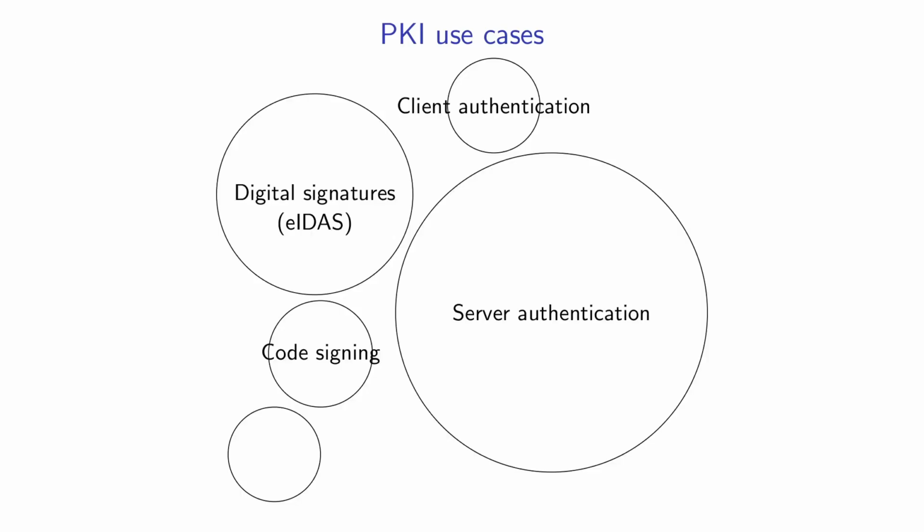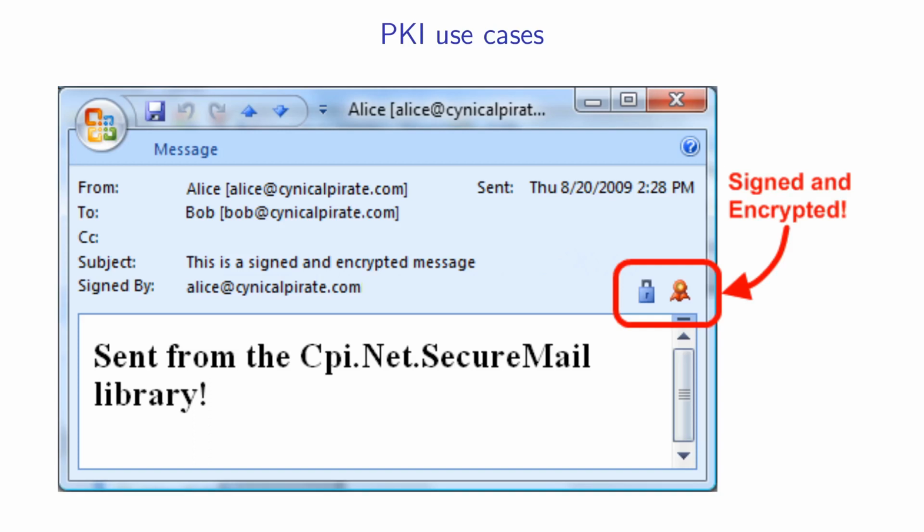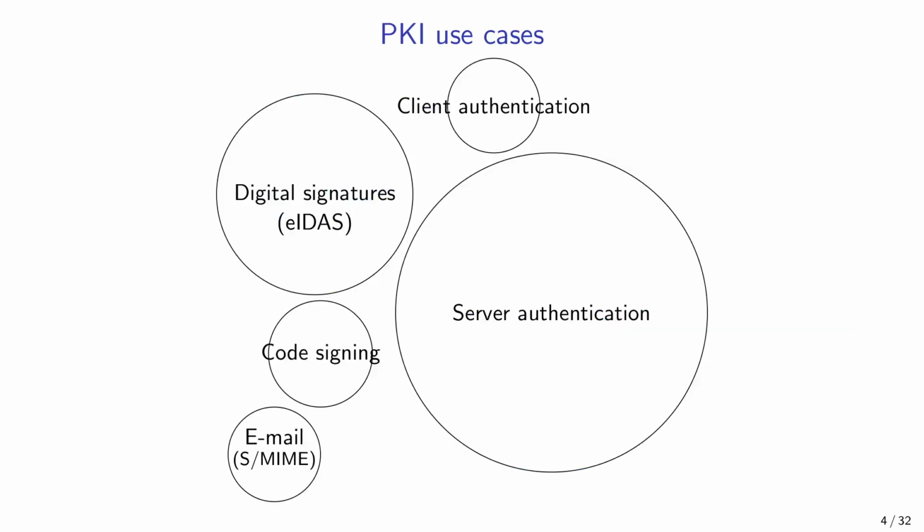And then the last bubble is the use of certificates to sign and encrypt emails using the S/MIME protocol. Here is a screenshot of how such an encrypted and signed email looks. Now, in practice, for a long time, I have not seen anyone using S/MIME to sign their emails. So this use case is not too popular for various reasons. Now, in this course, we will look at these three use cases in more detail.